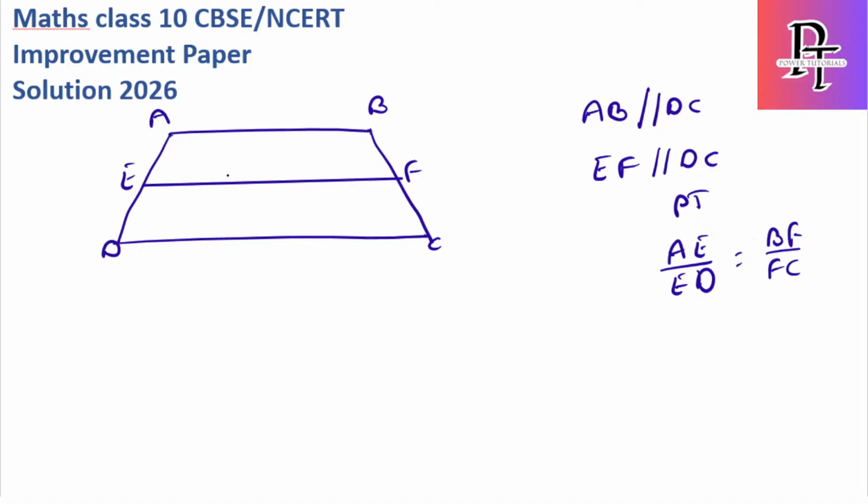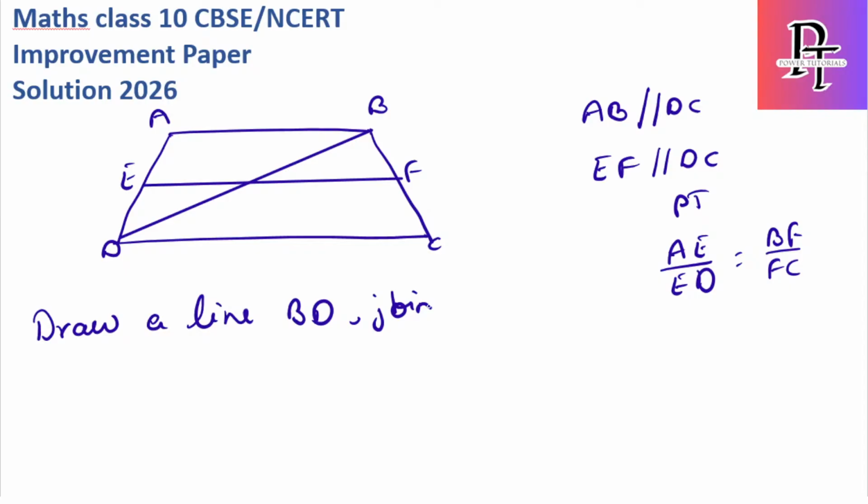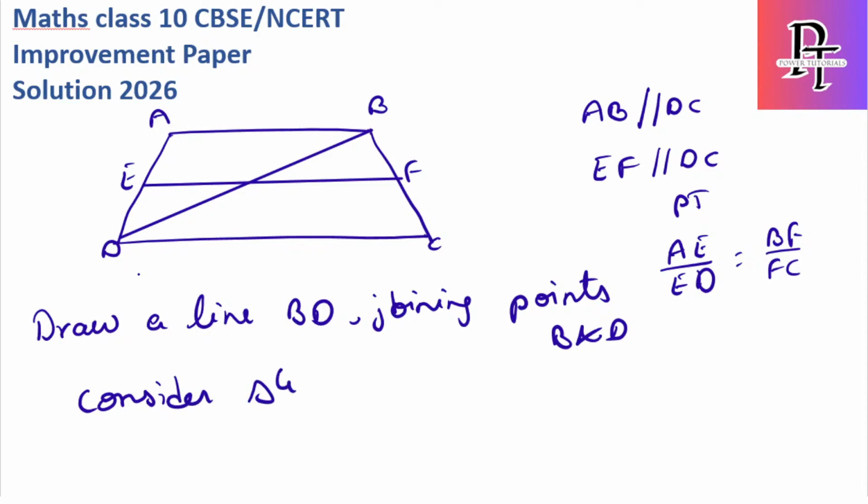So for this, what I will do is, let's draw a line, or join BD. So if I draw a line BD, joining points B and D, now consider triangle ADB. Let's mark the point X here, which is the intersecting point on the line.